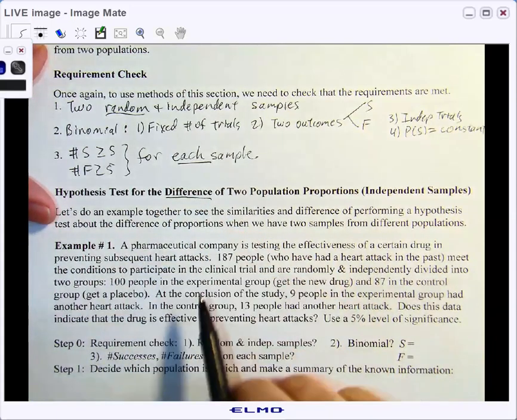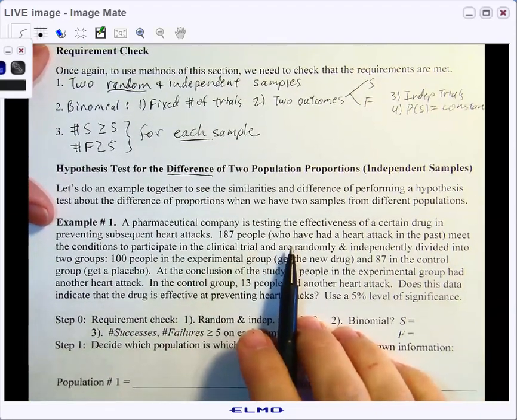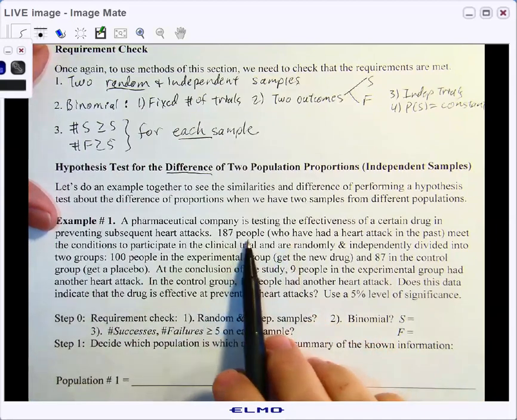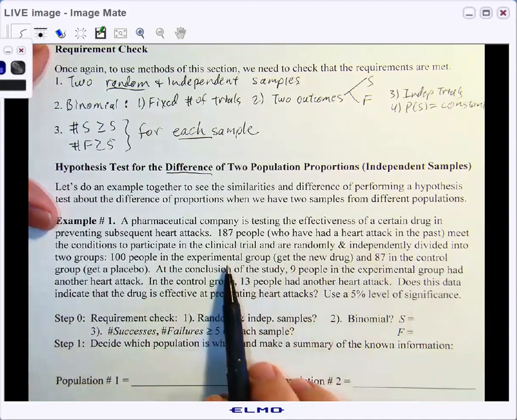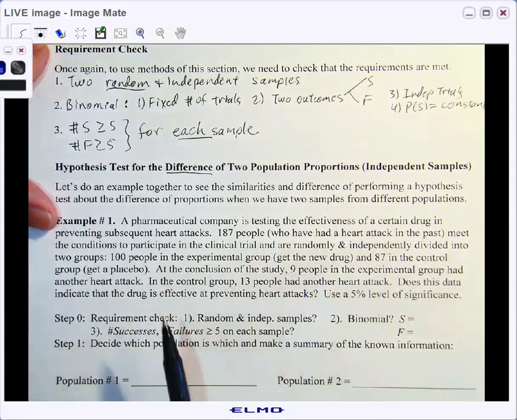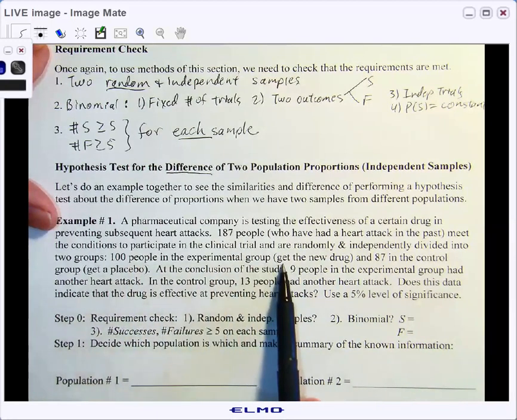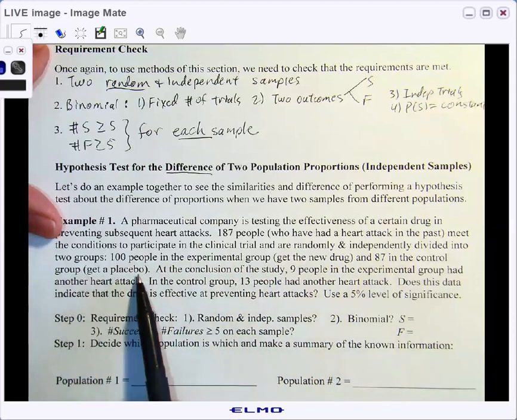So a pharmaceutical company is testing the effectiveness of a certain drug in preventing subsequent heart attacks. 187 people who have had a heart attack in the past meet the conditions to participate in the clinical trial and are randomly and independently divided into two groups. 100 people go into the experimental group, the group that gets the new drug, and 87 go into the control group. They get a placebo.